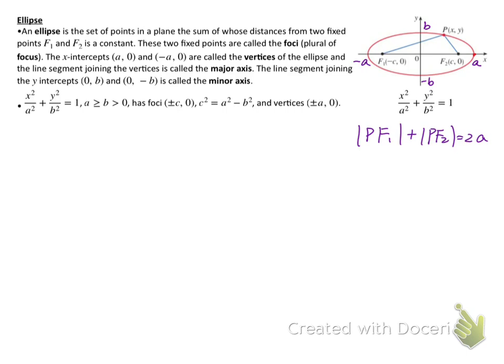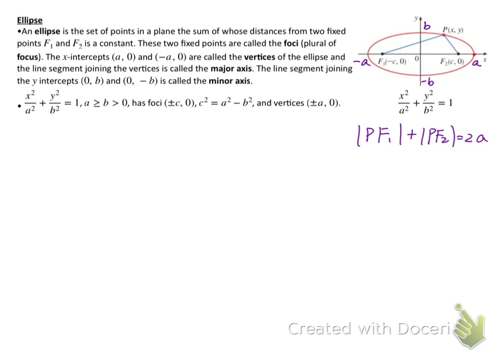Actually, not only the x-intercepts, but any point on the ellipse. If you look at the distance from the point P, which is a random point on the ellipse, to the foci, and you add up the two distances, it's a fixed number, which is 2a. Note that in an ellipse, you have both x and y squared. Both the x term and the y term are squared, and between them it's a plus.